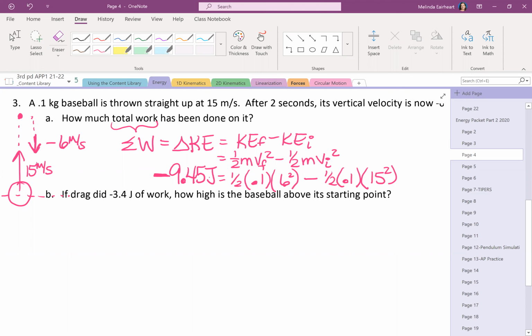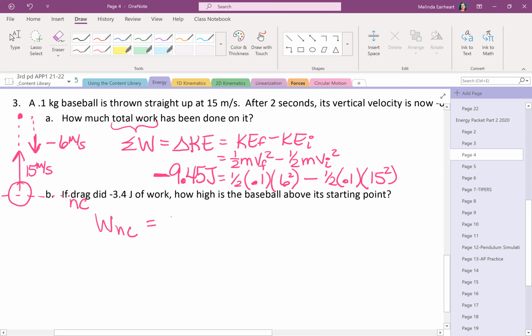B, what if drag, air resistance, what kind of force is air resistance? Conservative or non-conservative? Non-conservative. If it does this amount of work, negative 3.4 joules, negative because it's taking energy away from the system, right? How high is the baseball above its starting point? And so you may think, oh, I can solve for distance with kinematics, but we didn't take into account drag with kinematics. And so since it's a non-conservative work, I'm going to use that third version again.